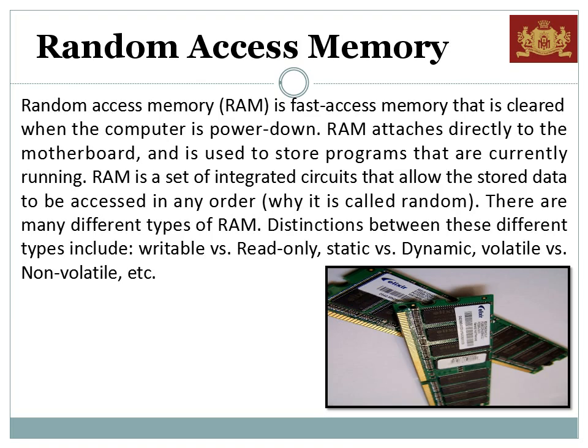Random access memory, RAM, is fast access memory that is cleared when the computer is powered down. RAM attaches directly to the motherboard, and is used to store programs that are currently running. RAM is a set of integrated circuits that allow the stored data to be accessed in any order, which is why it is called random. There are many different types of RAM. Distinctions between these different types include writable versus read-only, static versus dynamic, volatile versus non-volatile, etc.